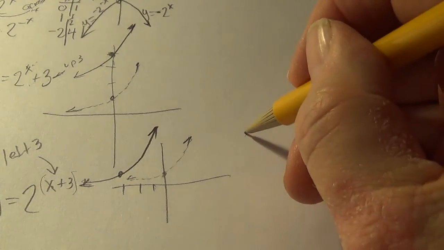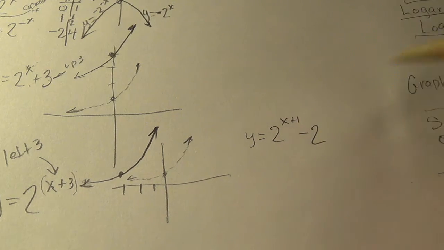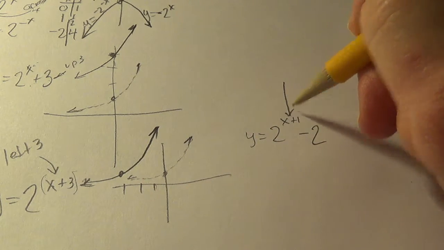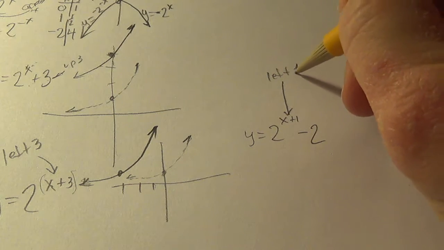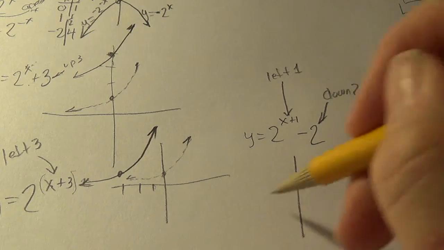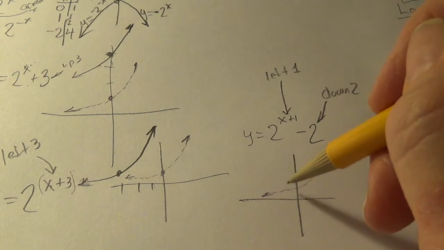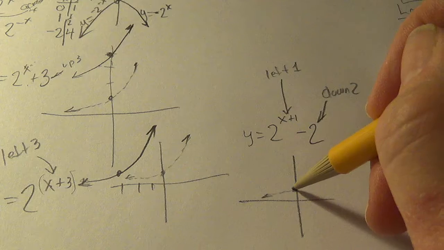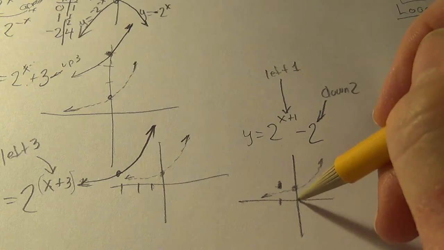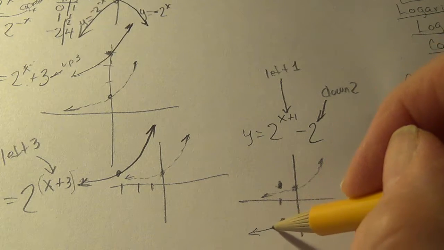So what if it says y equals 2 to the x plus 1 minus 2? Right, from what I've said on these two, this tells me to move it to the left 1, and this tells me to move it down 2. So here's the starting one. I usually take the crossing point, move it to the left 1, and down 2. So it ends up like that.